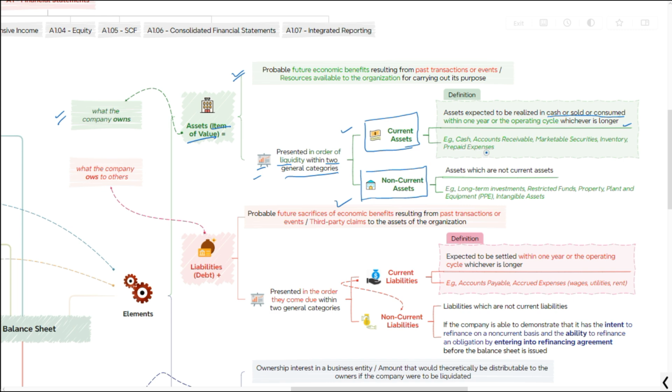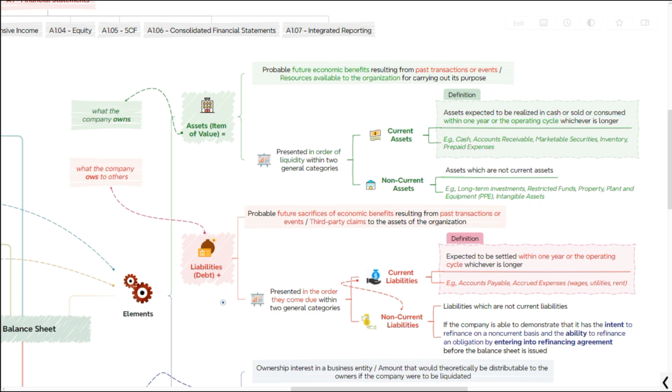The examples of current assets are cash, accounts receivable, marketable securities, inventory and prepaid expenses. Non-current assets are the assets which are not current assets, or which do not meet the definition of current assets. The examples of non-current assets are long-term investments, restricted funds, property, plant and equipment and intangible assets. So these are some of the examples of non-current assets.